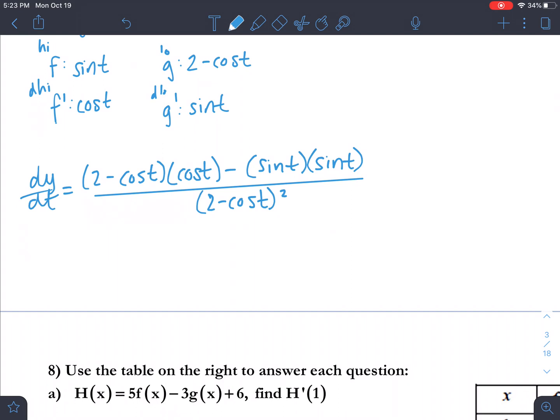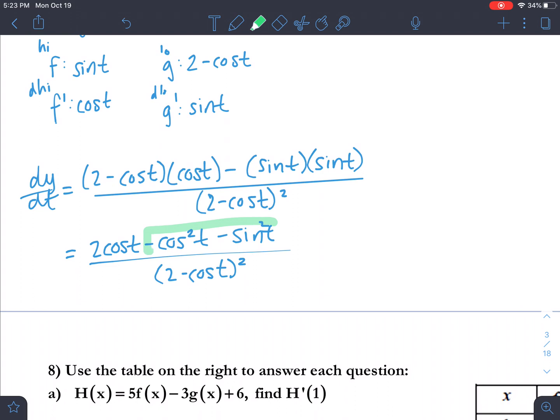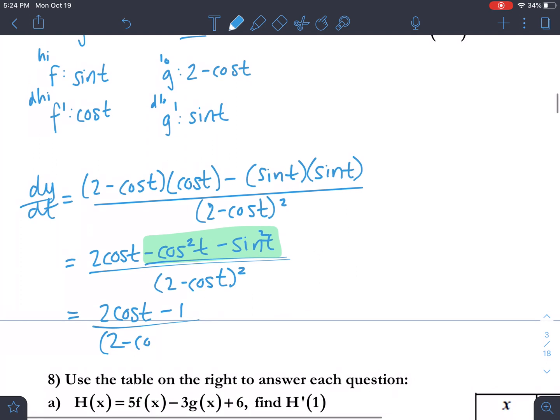And if you wanted to simplify this, you could a little bit. This would be the same thing as 2 cosine of t minus cosine squared of t minus sine squared of t all over 2 minus cosine t squared. The only reason I point this out is you can actually do a little trig simplification here. Negative cosine squared minus sine squared, if you factored out a negative 1, you would get negative 1 times 1. Cosine squared plus sine squared is 1. So this would be the same thing as saying 2 cosine of t minus 1. That whole thing becomes negative 1 over 2 minus cosine of t squared.